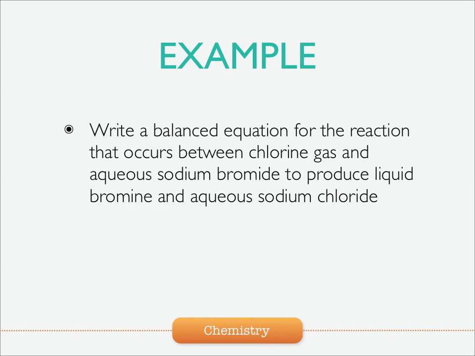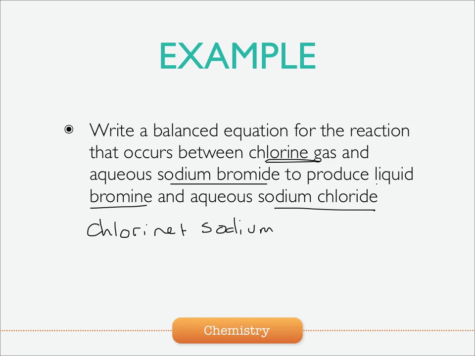All right, let's do some examples. Balancing equations. It says write a balanced equation for the reaction that occurs between chlorine gas and aqueous sodium bromide to produce liquid bromine and aqueous sodium chloride. So, first of all, take the words, remember, bromine, sodium chloride. Step 1 is to write out what we've got. We've got some chlorine gas. We've got sodium bromide.